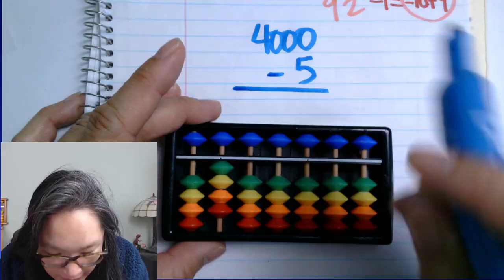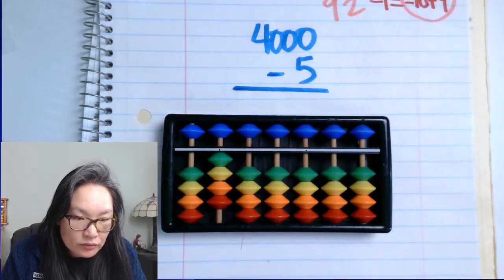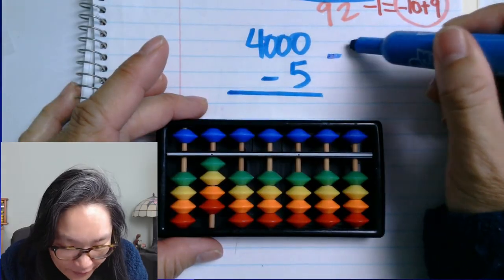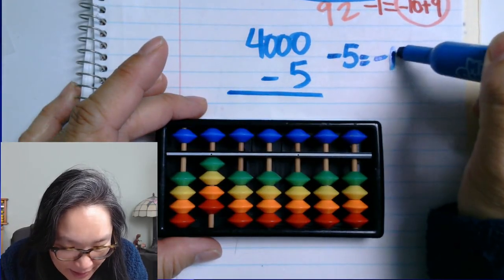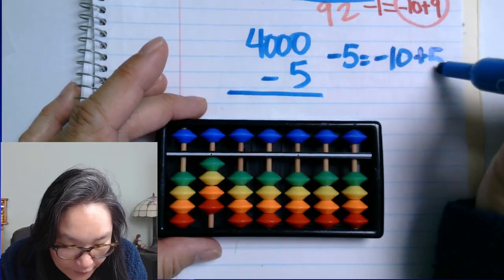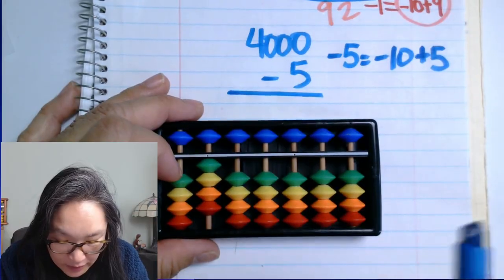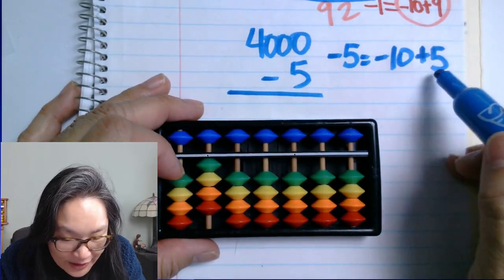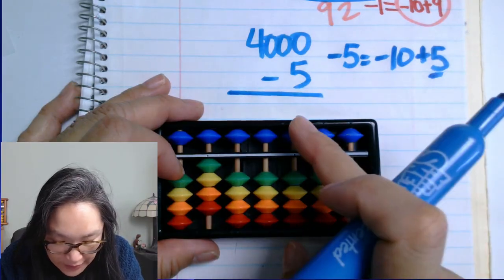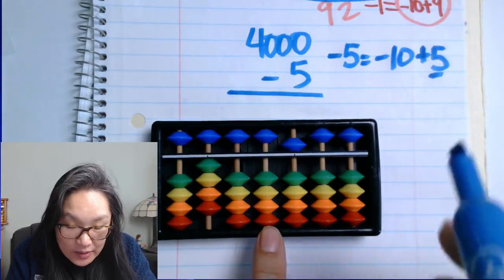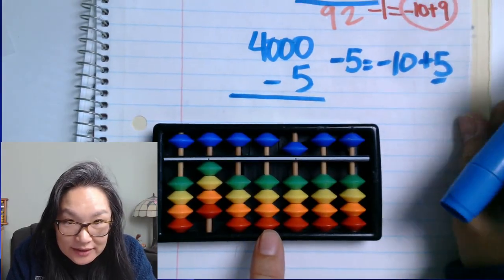So I'm going to minus the 5. We'll do 3 next time. All right, minus the 5. Minus the 5 is equal to minus the 10 plus the 5. We know this. So if I want to take away the 5 here, I'm going to add the 5 because I don't want to forget. But I need to take away the 10. Cannot take away the 10. I already know this. What do I do?